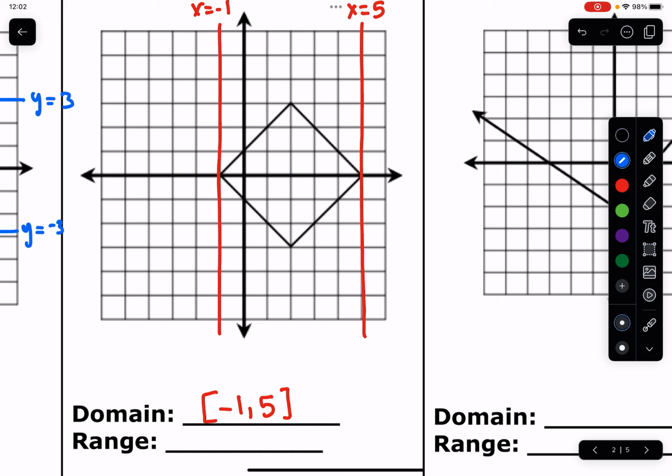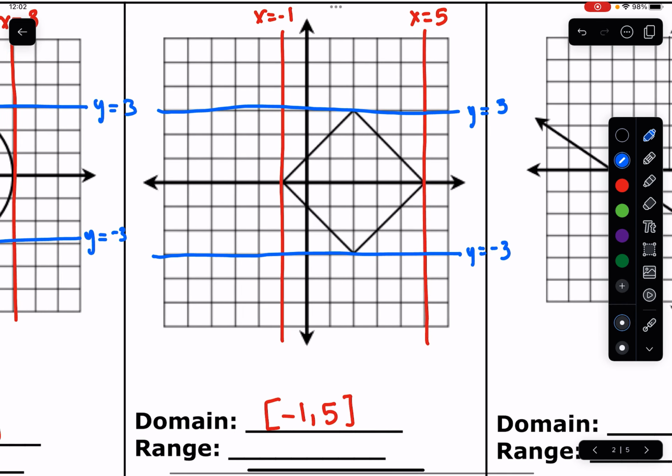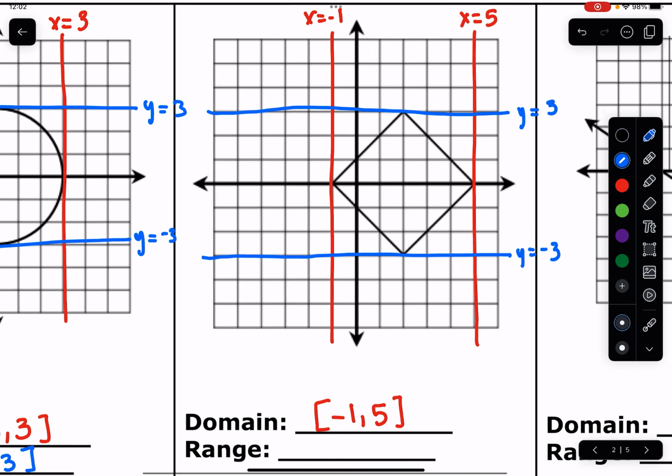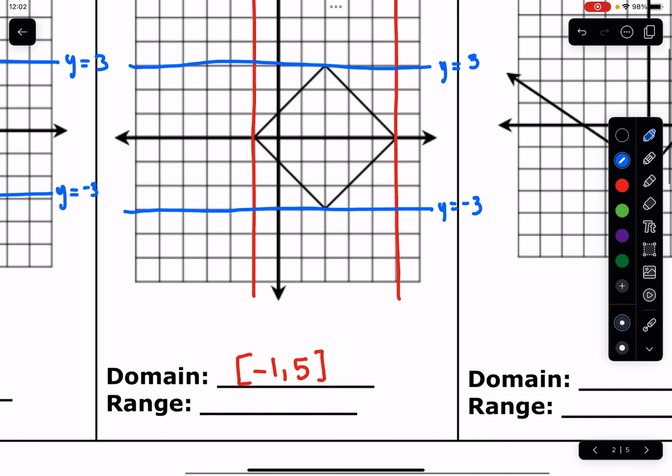Now what about the range? Well, the range again is also bounded because the diamond doesn't go any lower than this horizontal line, which is at y equals -3, and does not go any higher than that horizontal line, which is y equals +3. So my range are all the y values between -3 and +3. And again, it's closed.